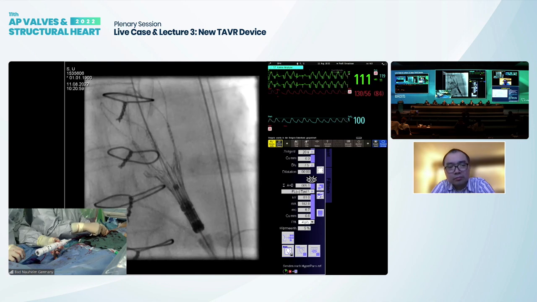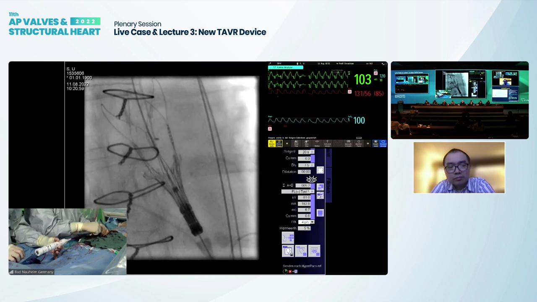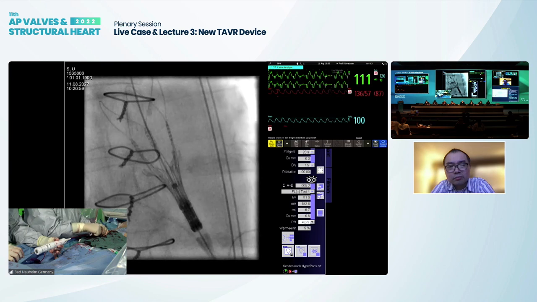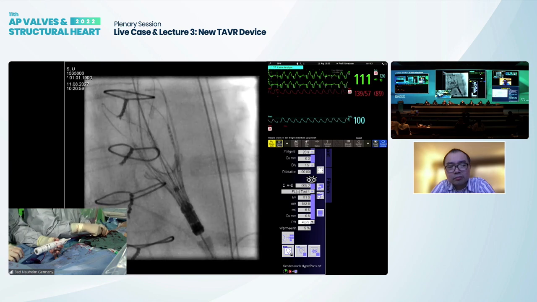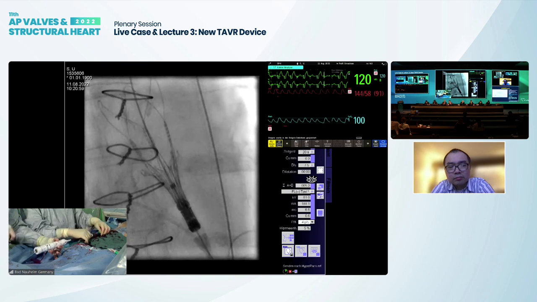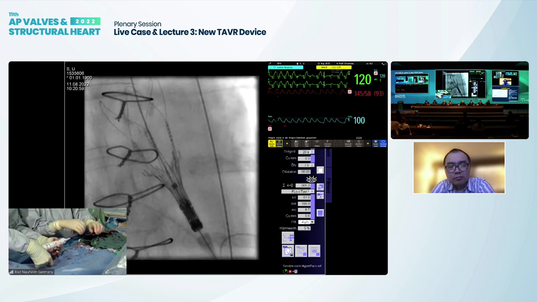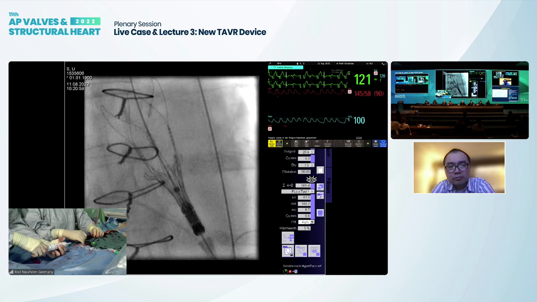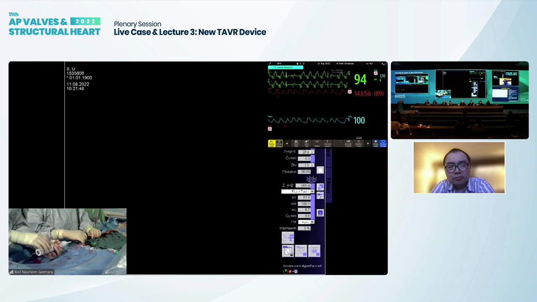Not ready, need to adapt this. I think this is related to the small anatomy, but actually it's no problem because we can still see the calcification. So, okay.